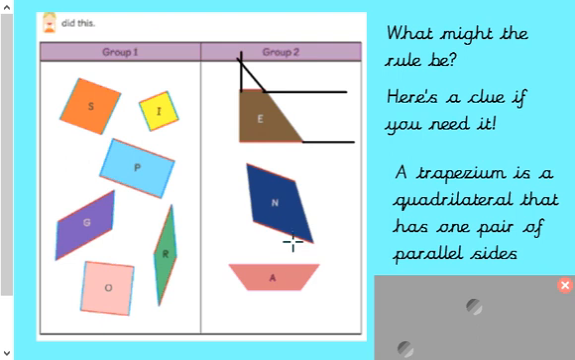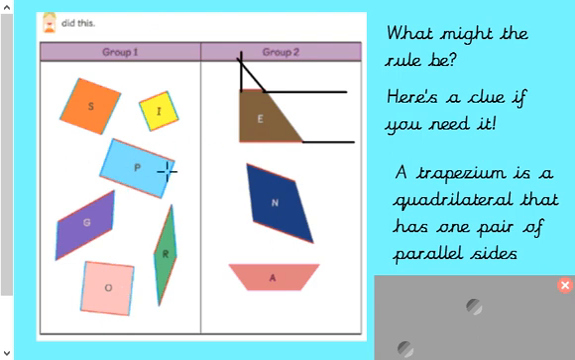That's group 2. Group 1 has 2 pairs on each shape. There are some squares, rectangles, a parallelogram, a rhombus, and another square here. These have two pairs of parallel lines.